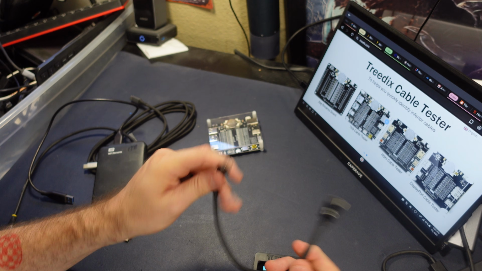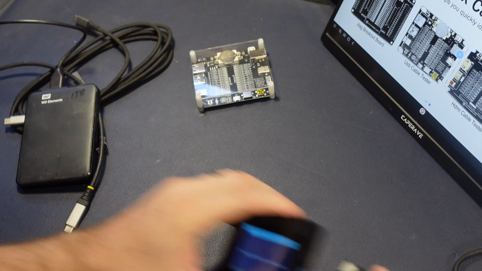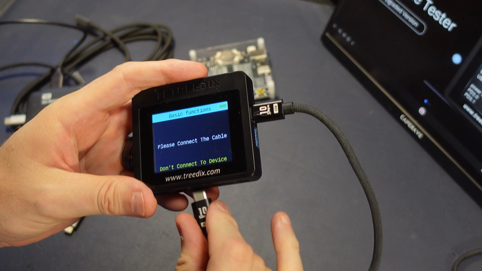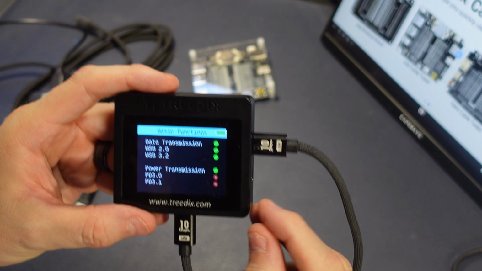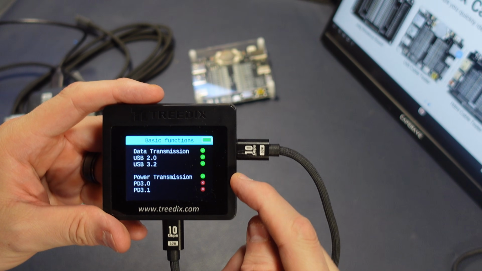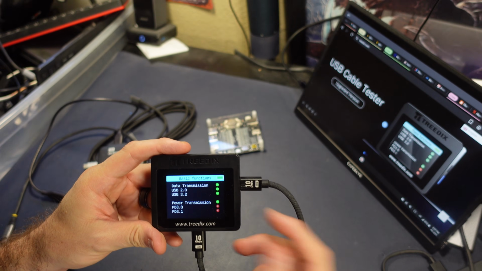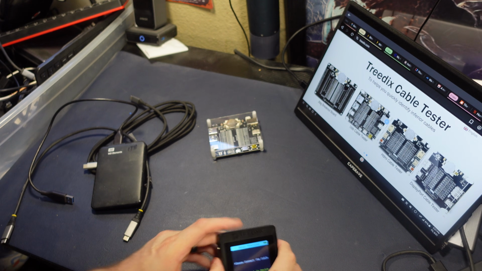Now this guy's 60 watts, 10 gigabits. So you're thinking, oh yeah, this is gonna take us to the moon right here. Actually, no. Actually, it doesn't. Great transmission, but we're not PD 3.0 on this guy. So listen, this cable I thought would be better than it was.